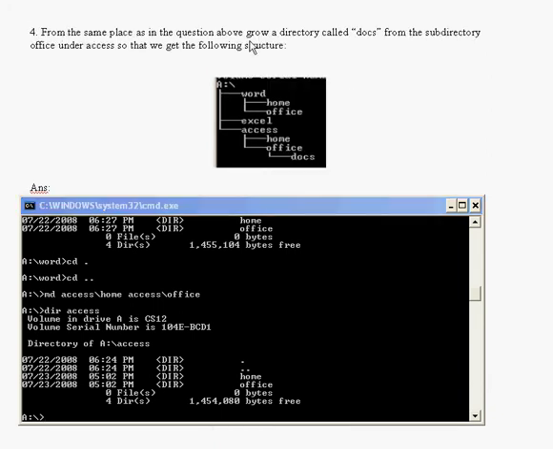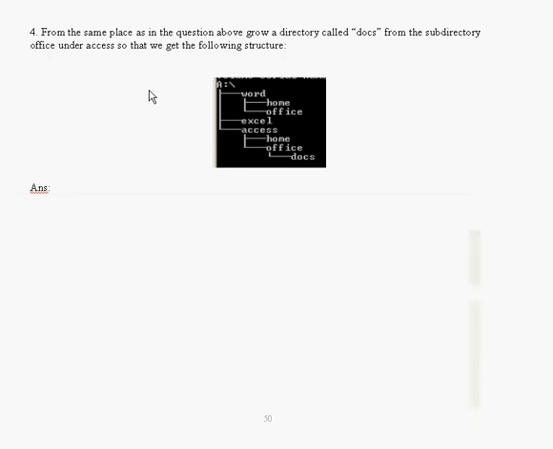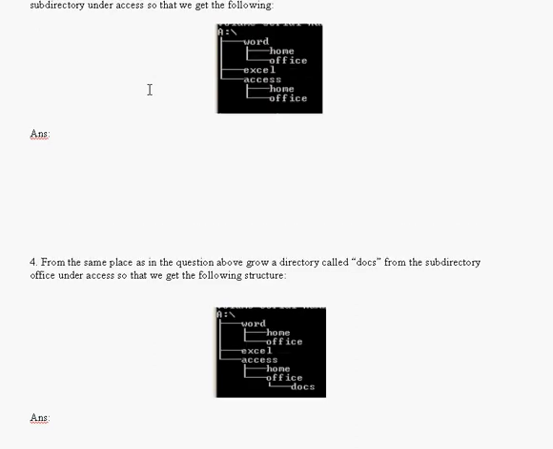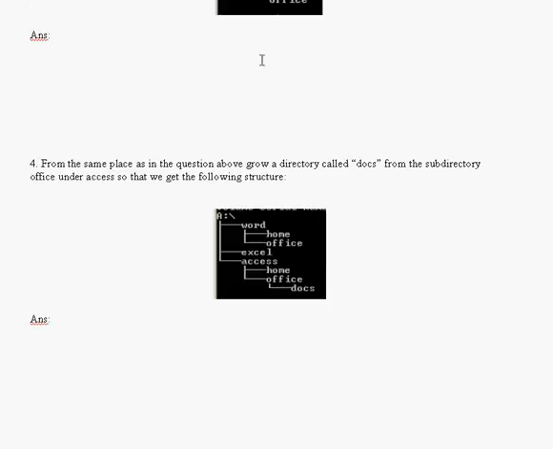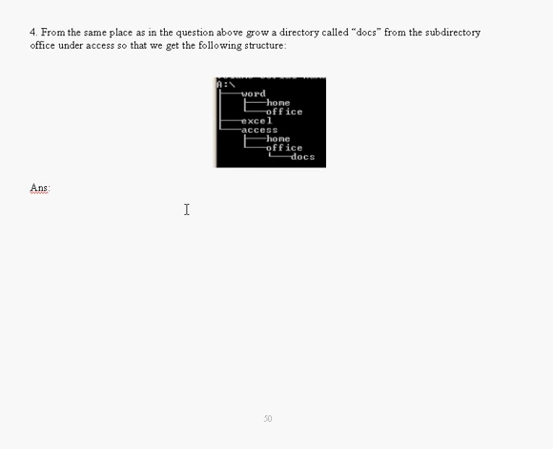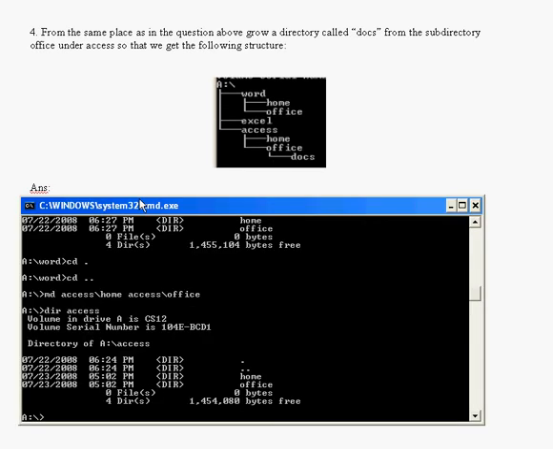Okay, the next question, we want to go from the same place in the question above. Where were we? I assume we're at the root. Where was the question above? Oh, in the Word Home directory. Okay, so let's go to the Word Home directory, and we want to build doc under Office. So let's go to Word Home. So let's bring this back up here. How do I get to the Word Home from here?